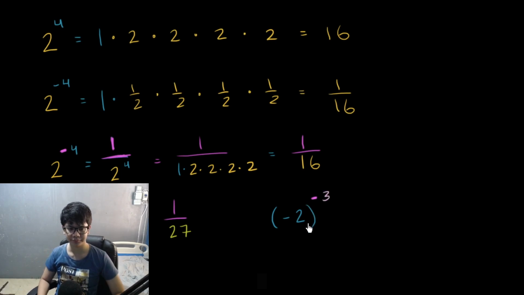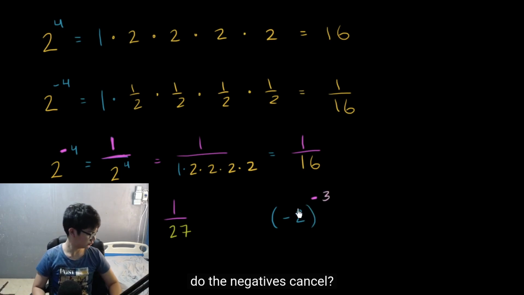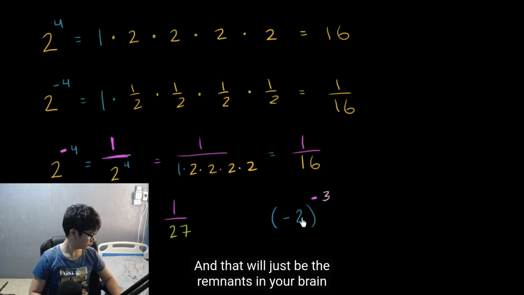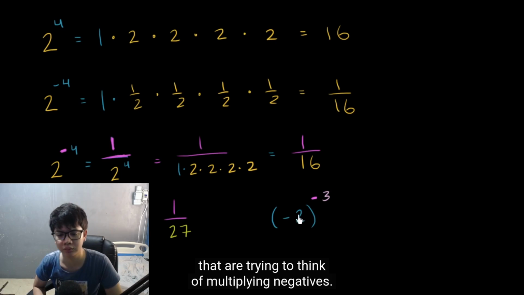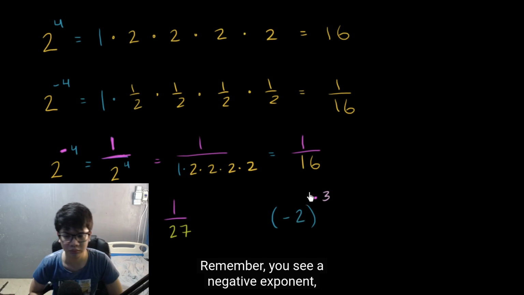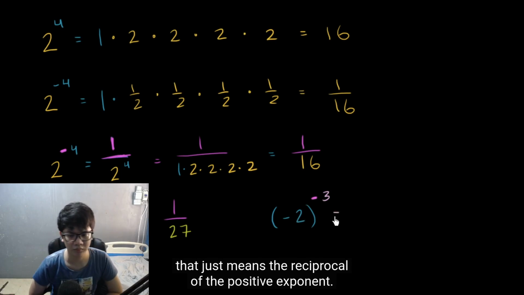-3 power. At first this might be daunting. The negatives cancel, that'll just be the remnants in your brain that are trying to think of multiplying negatives. Do not apply that here. Remember, when you see a negative exponent, that just means the reciprocal of the positive exponent.